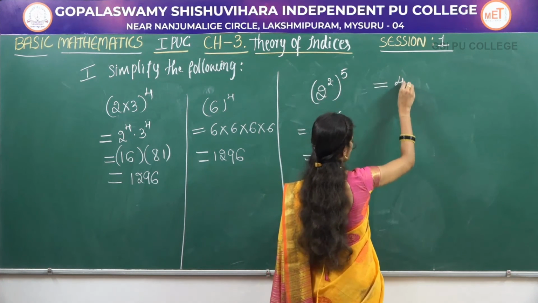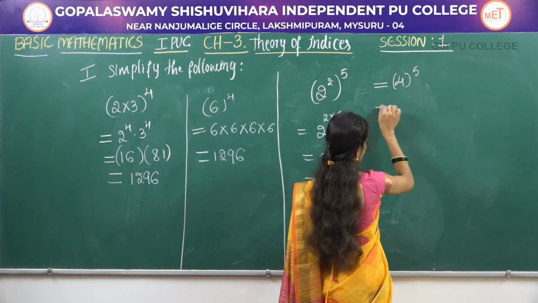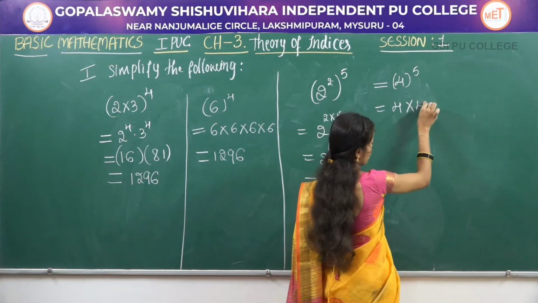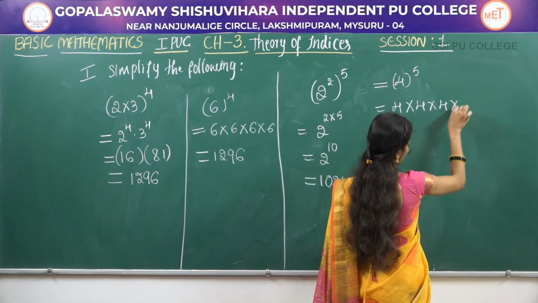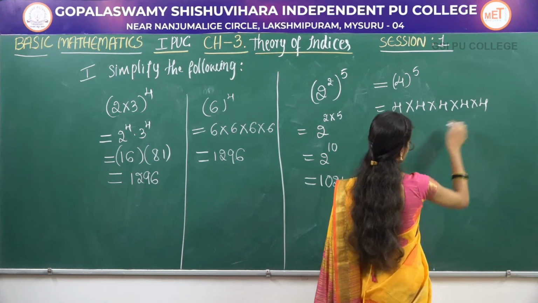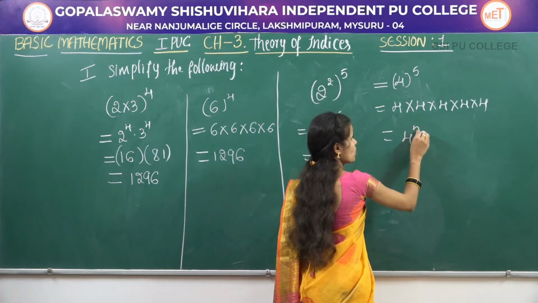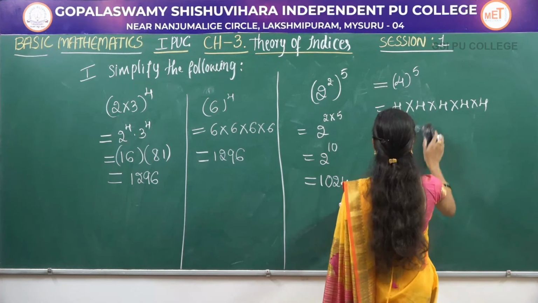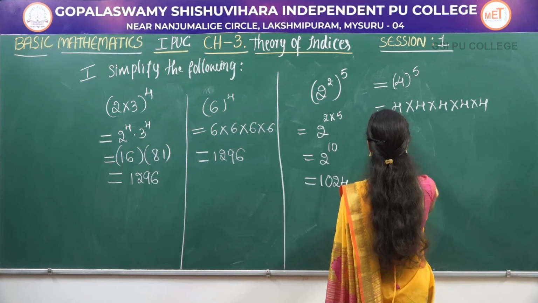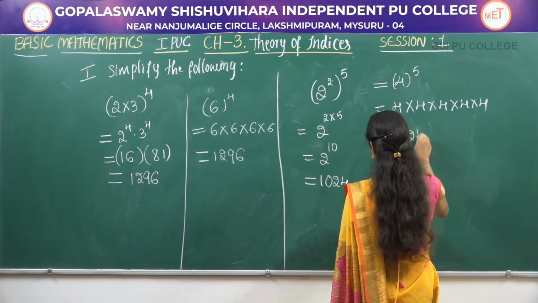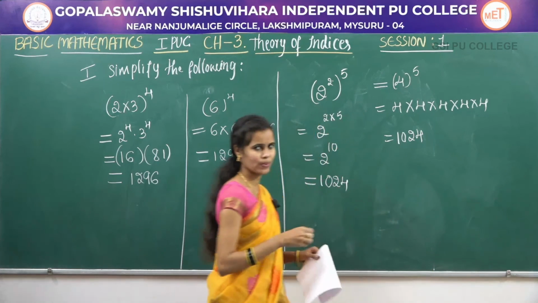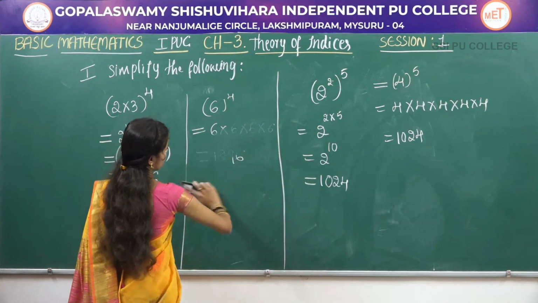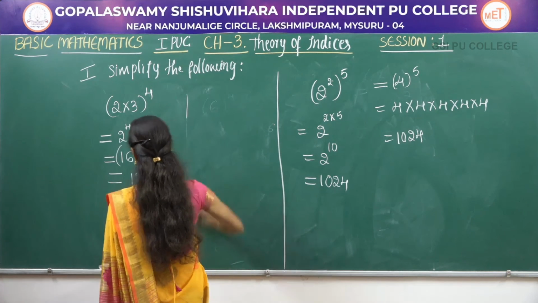2 square is 4, whole to the power of 5. So it means 4 five times. 4 into 4 into 4 into 4 into 4 is equal to, so 4 five times is also equal to 1024. Okay. Next problem.